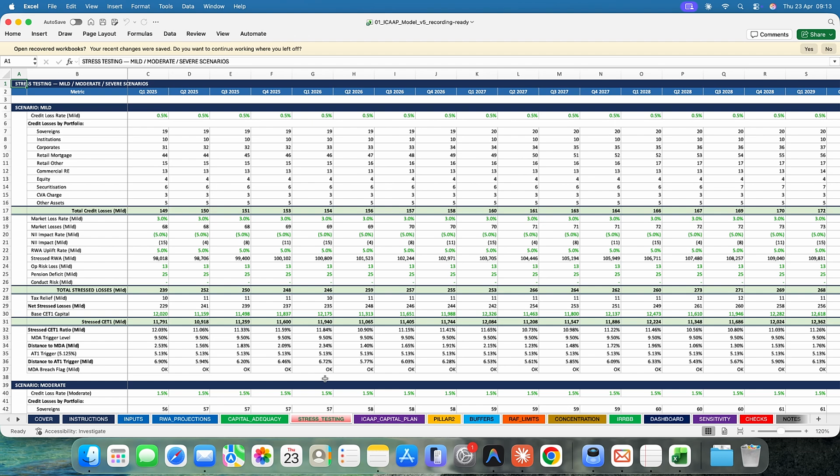And because it's integrated with the base case, you see the gap. Where your plan is today, where it lands under severe stress, and what management action the shortfall would require.